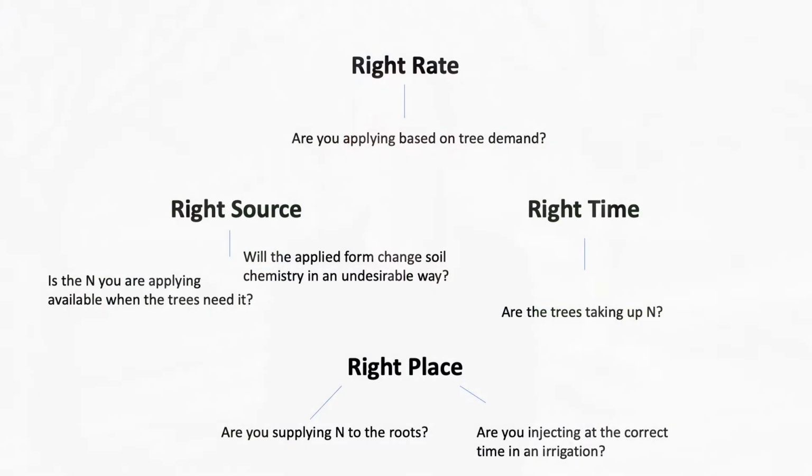Because of this, we have an easy way to remember how to think about nitrogen management called the 4 R's. And that's the right rate, right source, right time, and right place. And this can help you think about how to manage your orchard to make sure that you are applying nitrogen when the trees need it, just enough so that they can get a good yield without losing a bunch to leaching, and to make sure that you're applying the form that trees like.